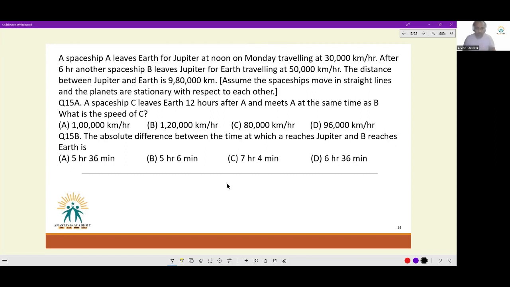this is a two-parter. A spaceship A leaves Earth for Jupiter at noon on Monday, traveling at 30,000 km per hour. After 6 hours, another spaceship B leaves Jupiter for Earth, traveling at 50,000 km per hour. The distance between Jupiter and Earth is 9,80,000 kilometers. Assume spaceships move in straight lines and the planets are stationary with respect to each other.